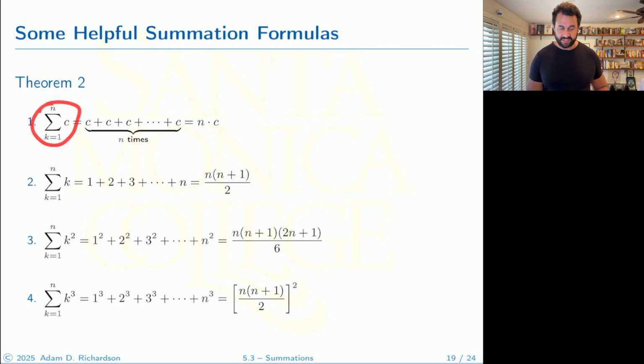So if you have a constant sequence like this, and you add up the terms of that constant sequence, you're really just doing multiplication. That's what's going on there. So this is equal to n times c.